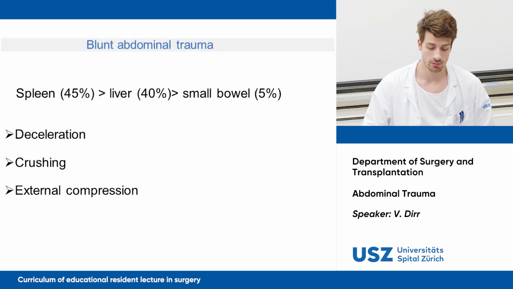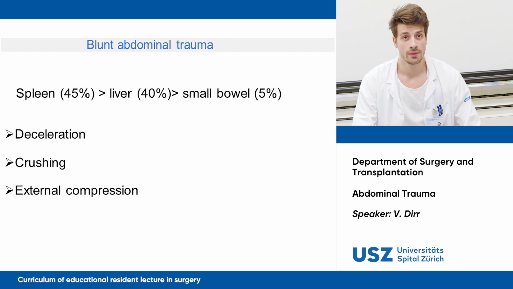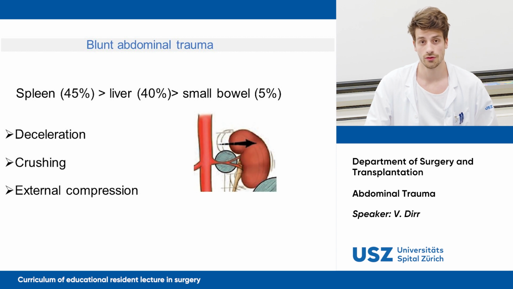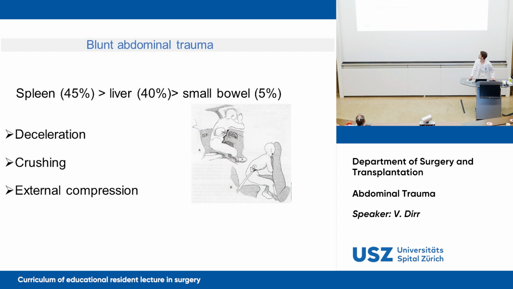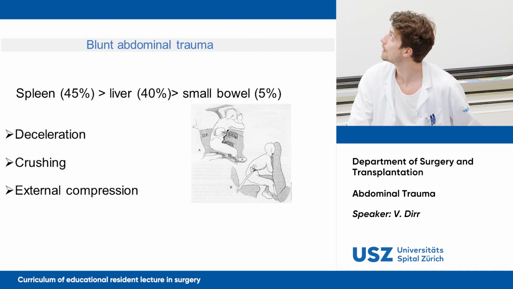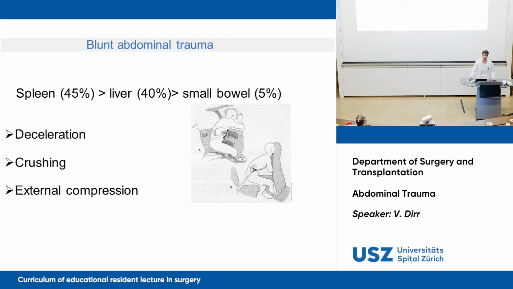In case of blunt abdominal trauma, the most frequent organ injuries are the spleen, then the liver. In the minority of the cases, we can see injuries to the small bowel. For the pathophysiological mechanism behind it, there's deceleration, which is differential movement between two fixed objects, which tears, in this case, the renal pedicle. Crushing is a force towards the abdominal cavity, where an organ might be crushed against something else, for example, the vertebral column, and makes it lacerate. External compression is an increase of intra-abdominal pressure, which damages hollow viscus.